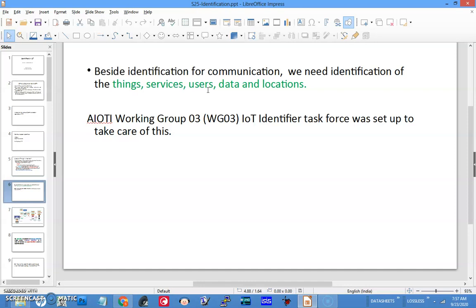Why I am stressing this is, we have chosen AIoTI as a benchmark for studying the identifiers. Identifiers should be studied with respect to a standard, otherwise we will not know which one to cover and which one not to cover. Once we take AIoTI as a standard, we get some more clarity. That is the reason why we have chosen the AIoTI working group.